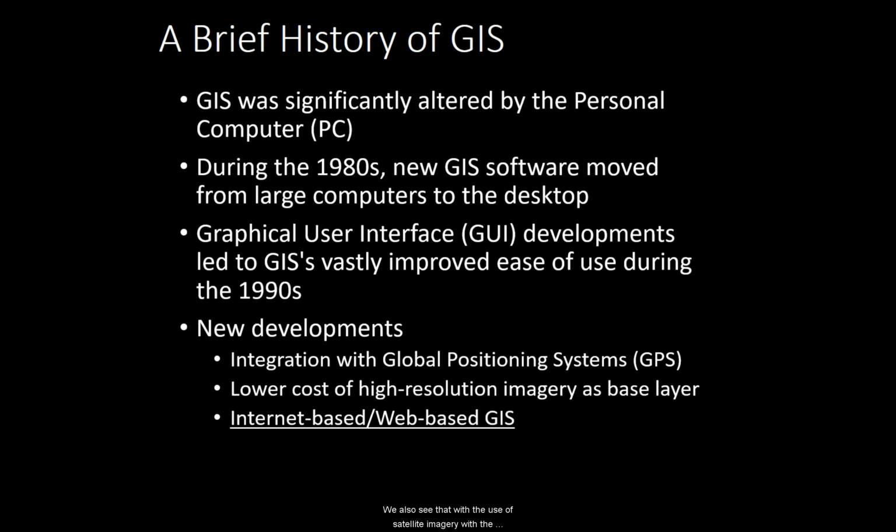We also see that with the use of satellite imagery, with the use of drones or unmanned aerial vehicles, we're able to obtain high resolution imagery as a base layer at a relatively low cost. And then the whole game changer took place when we started to integrate internet-based real-time data collection and web-based GIS maps.